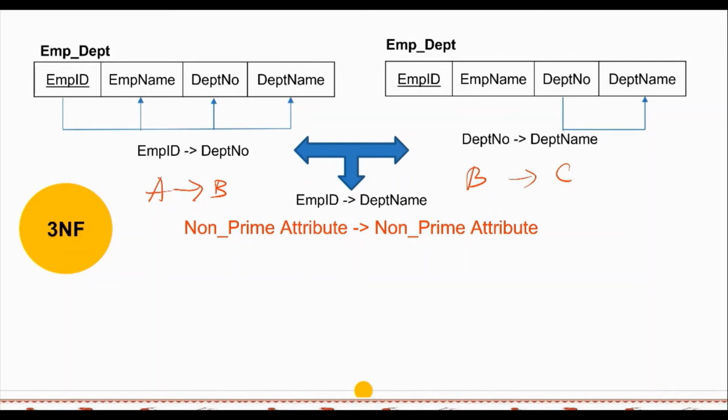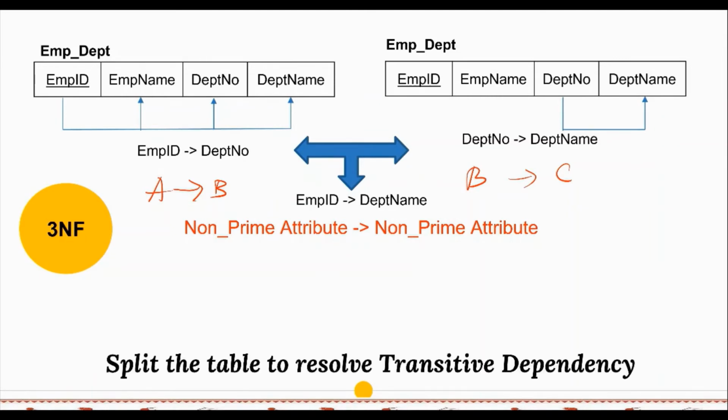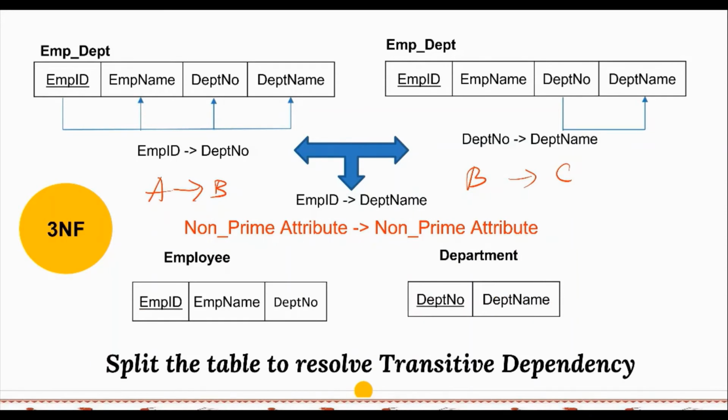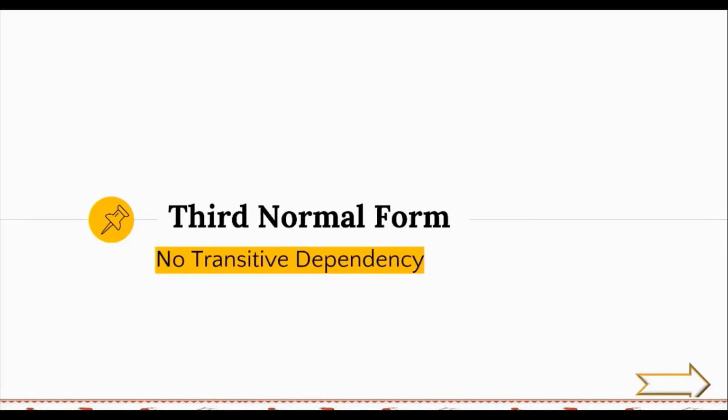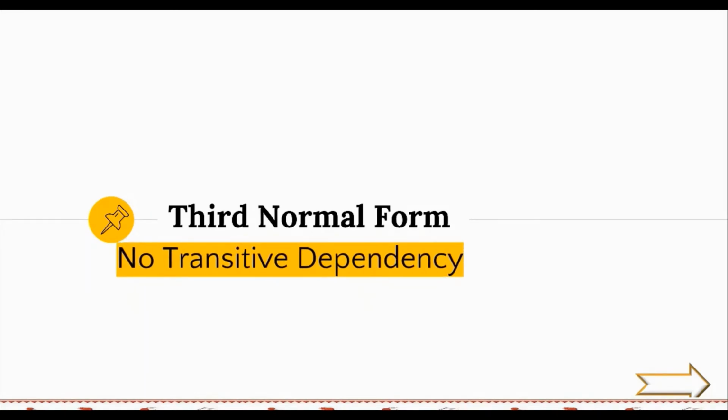That is what we call a transitive dependency. So if a non-prime attribute is dependent on a non-prime attribute, then we have to divide the table into two. So we get two tables, employee with employee ID, employee name and department number, and department with department number and department name. So in third normal form, a non-prime attribute being functionally dependent on a non-prime attribute is not allowed. So we divide the table to break the transitive dependency. So third normal form means no transitive dependency.